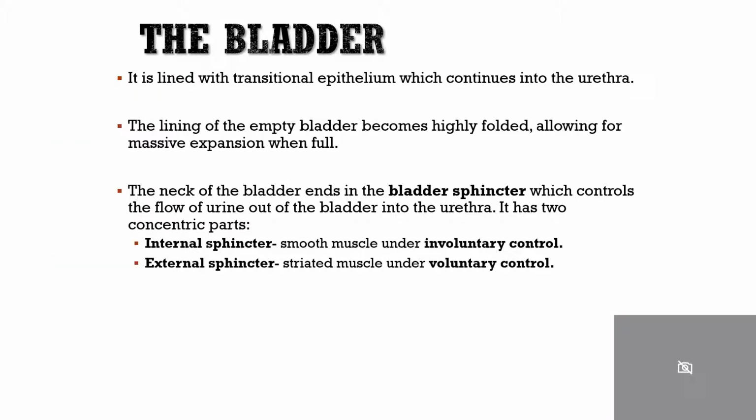The bladder is lined with transitional epithelium, which continues into the urethra. The lining of the empty bladder becomes highly folded, allowing it to have massive expansion when it is full. The neck of the bladder ends in the bladder sphincter, which controls the flow of urine out of the bladder into the urethra. It has two concentric parts: an internal sphincter, which is smooth muscle under involuntary control, and an external sphincter, which is striated muscle under voluntary control.